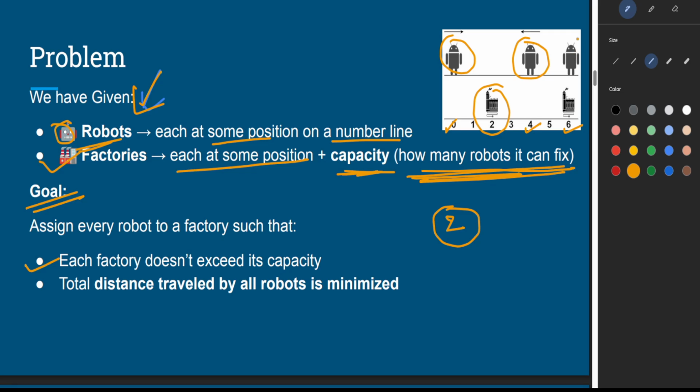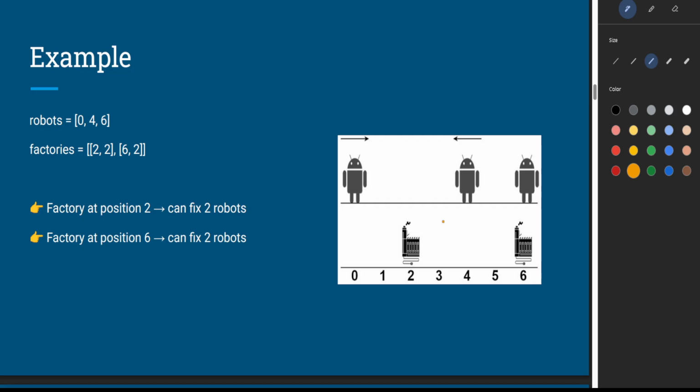If this robot moves to this side to get repaired, it will not work, because its capacity is done. Then the total distance traveled by all robots must be minimized. So we also have to think that a robot will not come here to repair if it is already at some factory, since it doesn't need to travel. You have to think about that also.